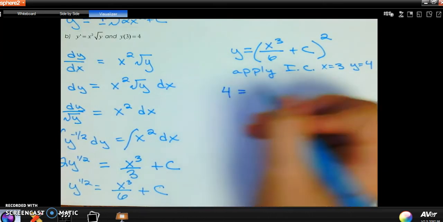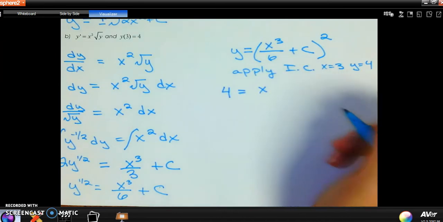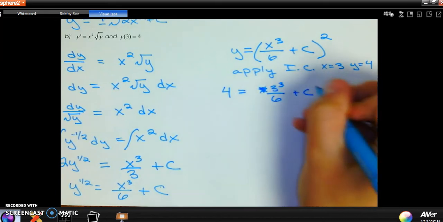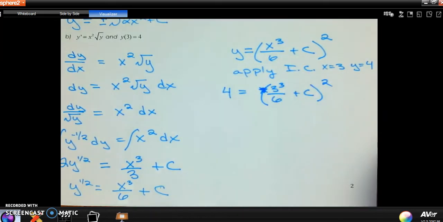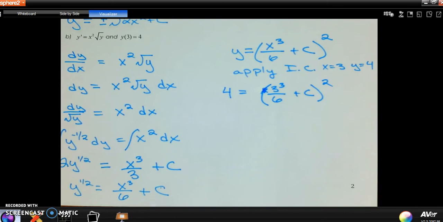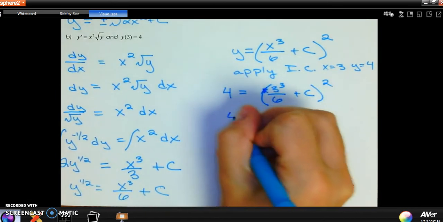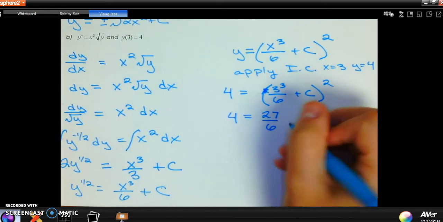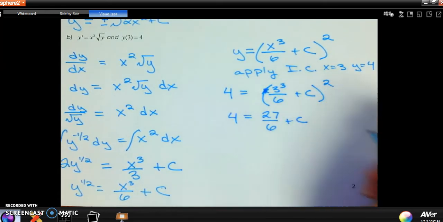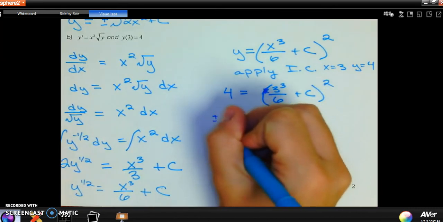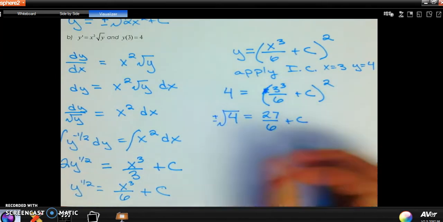So 4 equals, oh, sorry, my x was a 3. So I want this to be 3 cubed over 6 plus c, the whole thing squared. So then you've got 4 equals, you've got 27 over 6 plus c, and let's see, to undo squared, you're going to square root both sides, so I'm going to do plus or minus the square root on this side to undo that squared.